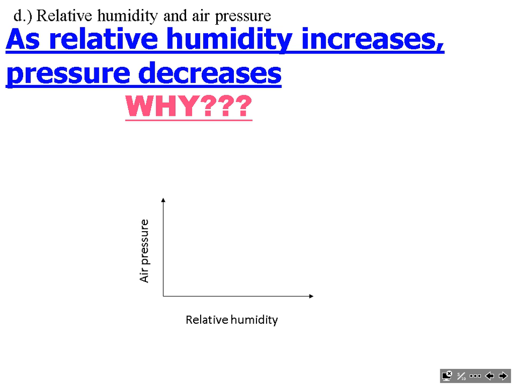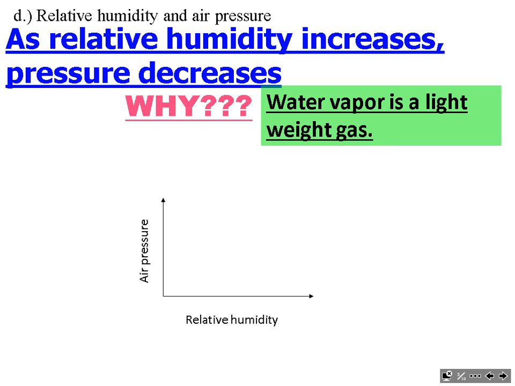Remember the analogy that I gave you of the school bus with the high school students leaving the bus and the first graders getting onto the bus. Pressure decreases because the first graders are lighter than the high school students. Same thing with air. Oxygen and nitrogen are heavy. Water vapor is light. Water vapor is a lightweight gas. So when you replace the heavy gases, nitrogen and oxygen, with water vapor, it's making it lighter, relieving pressure.